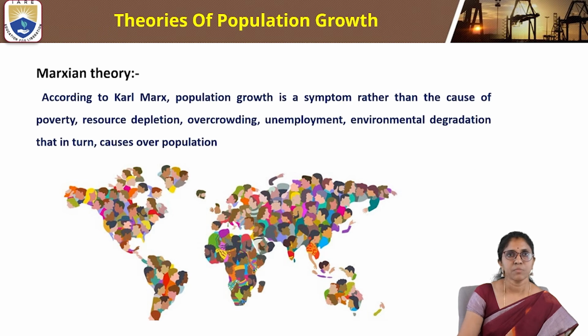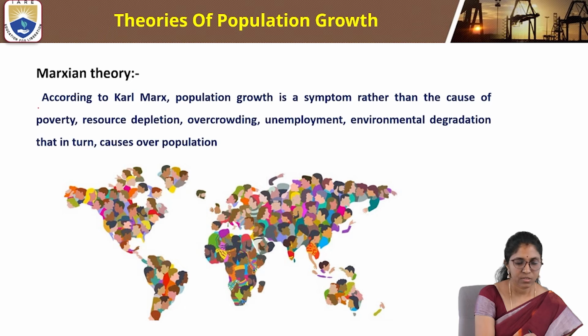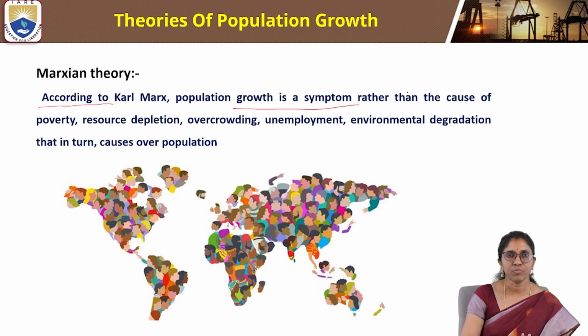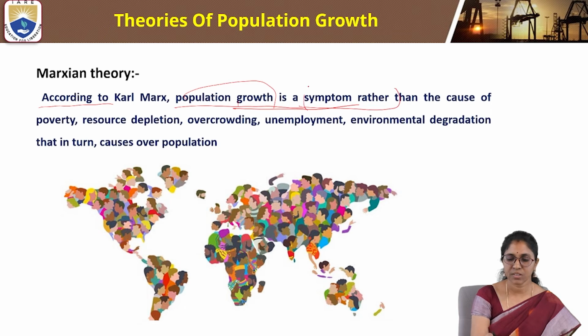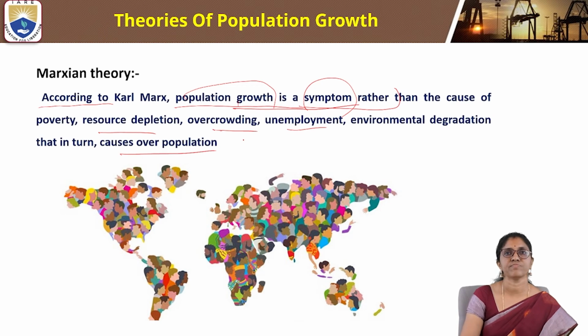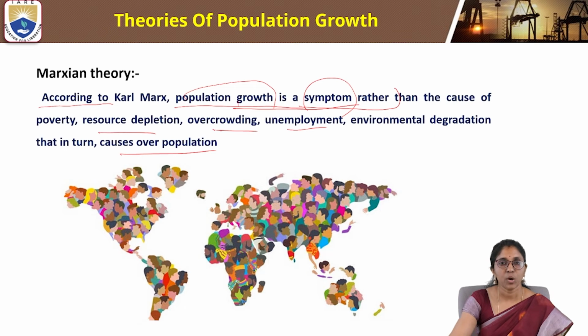The second one is Marxian theory. According to Karl Marx, population growth is a symptom rather than the cause of poverty, resource depletion, overcrowding, unemployment and environmental degradation, which in turn cause overpopulation.